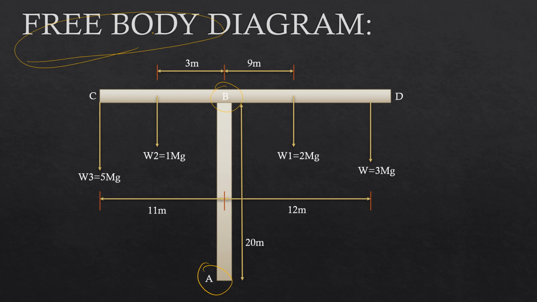The distance between the point A and B to W1 is 9 meter, to the point W is 12 meter, to the point W2 is 3 meter, and to the point W3 is 11 meter respectively. The vertical distance given from point A to point B is 20 meter. So we drew the free body diagram. Now it's time for us to resolve the problem.